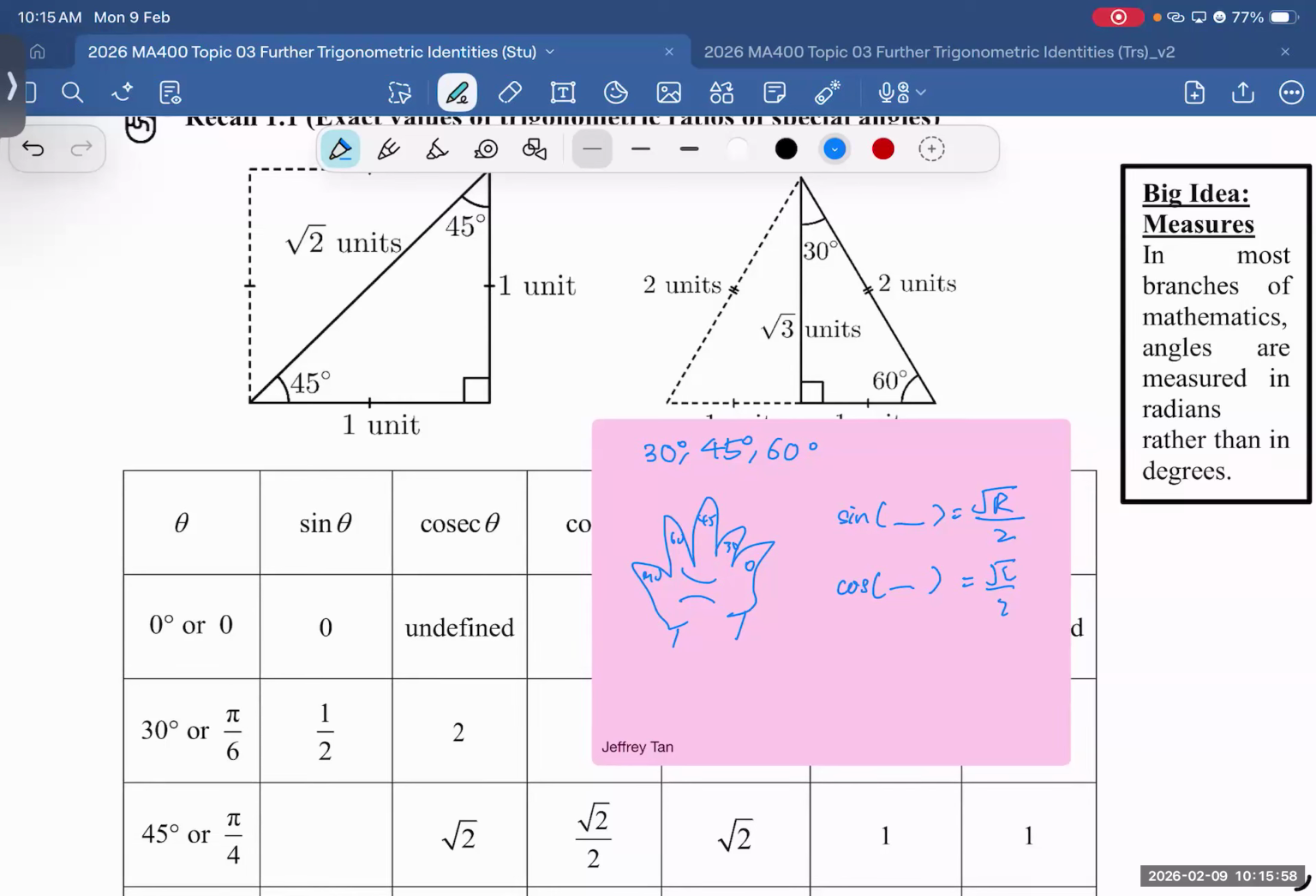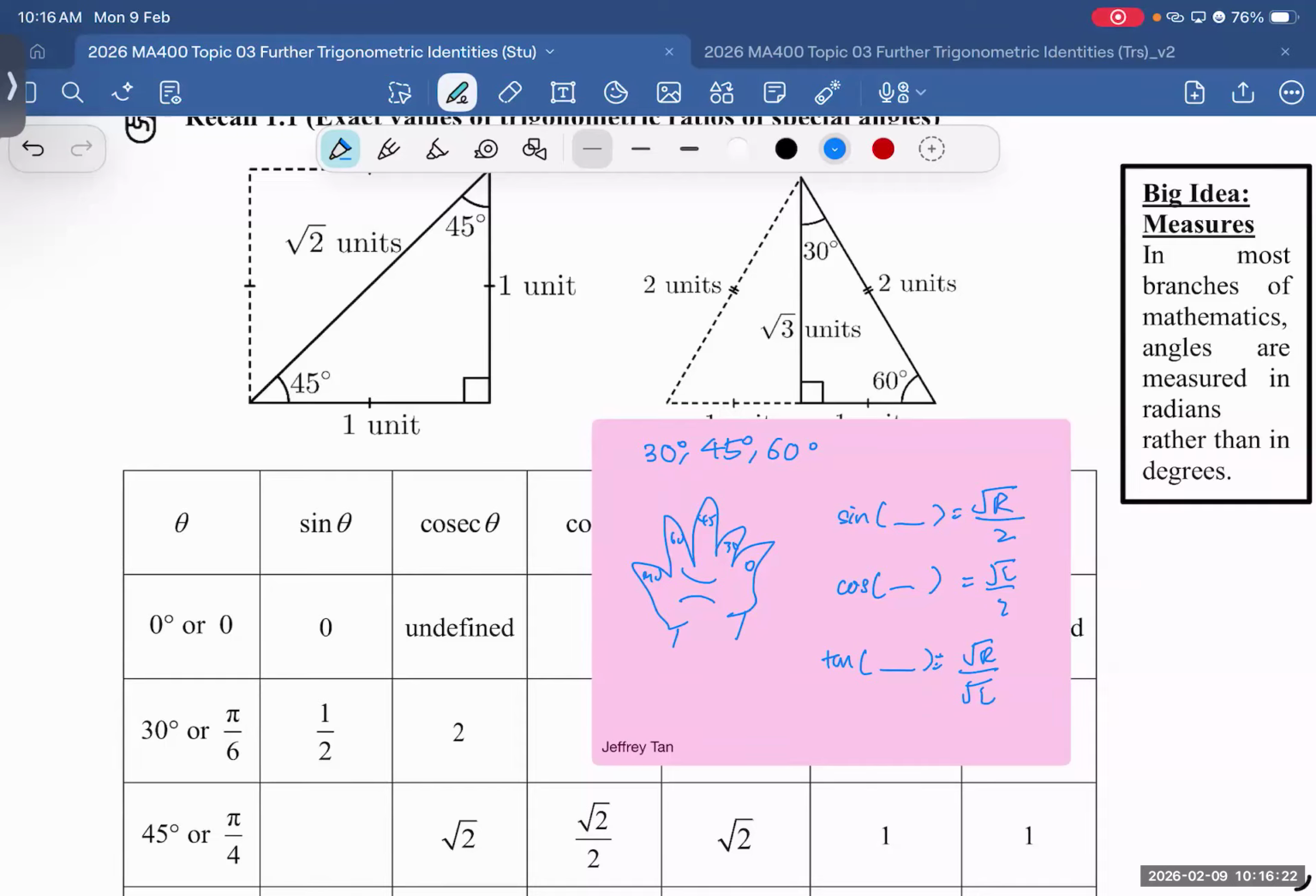Now tangent is sine over cosine, right? So tangent naturally is square root of right over square root of left. Clear so far? Okay, because tangent is sine over cosine. So if you think this expression here is right. Now this is just a way to remember the trigo ratio of special angles.